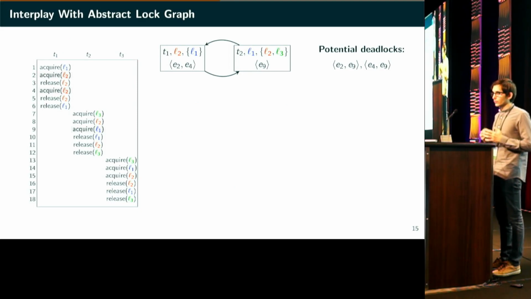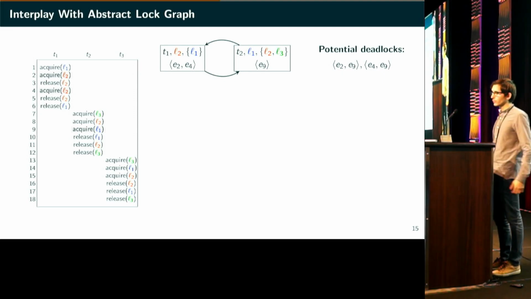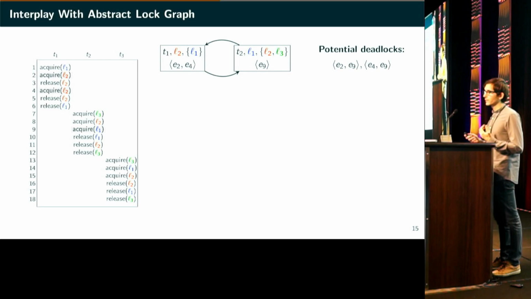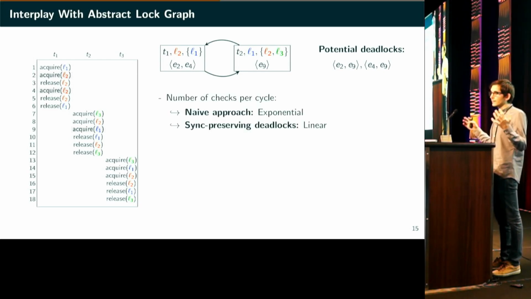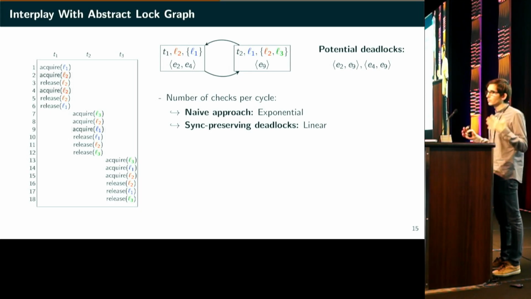So we discussed the notion of abstract loop graph and the notion of sync-preserved deadlocks. So here I will try to give some intuition on how these two things come together. As we discussed before, a single cycle in our loop graph can unify multiple potential deadlocks. But if we speak in more general terms, a single cycle may unify exponentially many potential deadlocks. And then a naive approach would need to perform exponentially many checks per cycle. However, if we are only concerned with sync-preserving deadlocks, then we only need to perform linearly many checks per cycle.